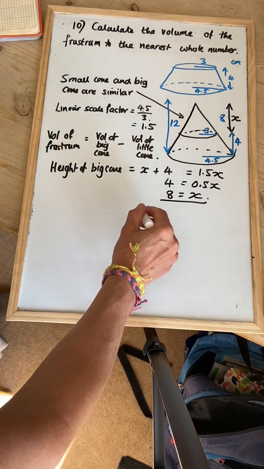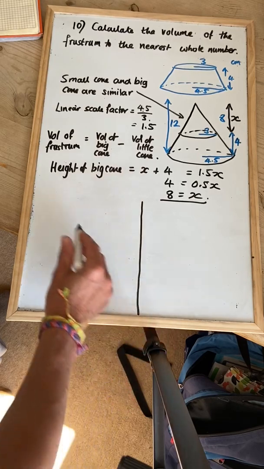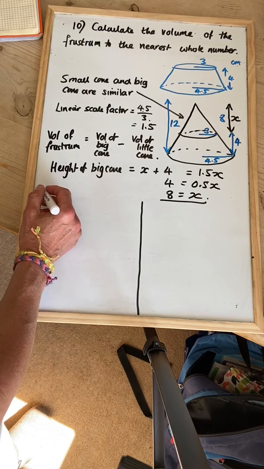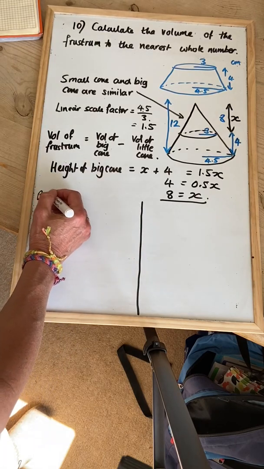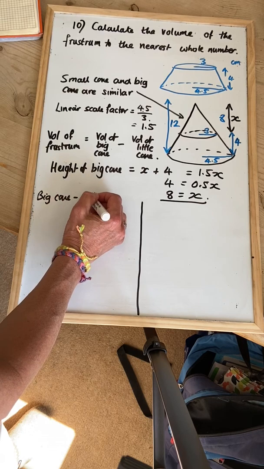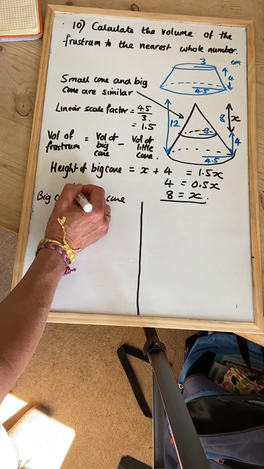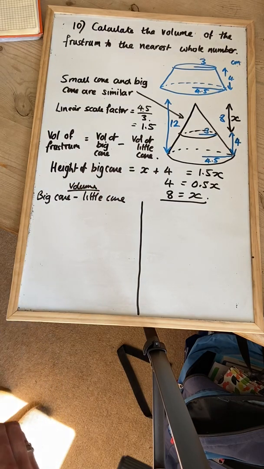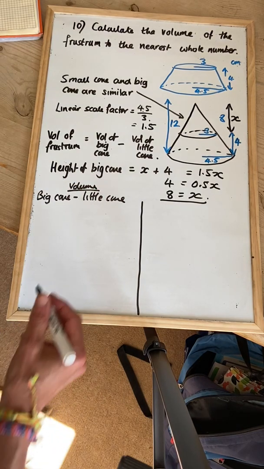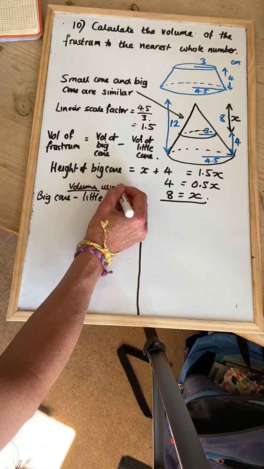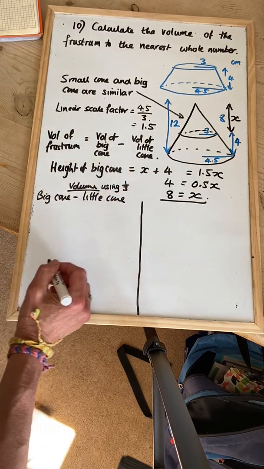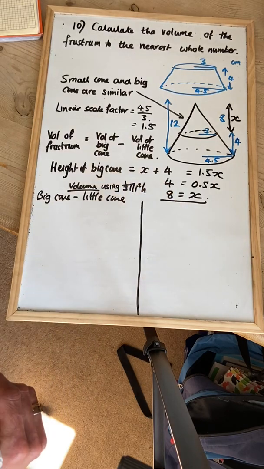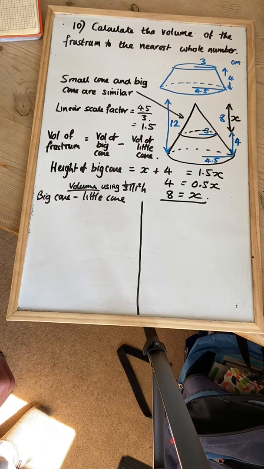Now, as I said, I'm going to do this in two ways. So I'm just going to do the big cone minus little cone version over here. So big cone minus little cone volume to get my frustrum. So my big cone, remember the volume of a cone, I'm just going to write using 1/3 pi r squared h. That's my formula, isn't it? 1/3 pi r squared h is the formula for the volume of a cone.